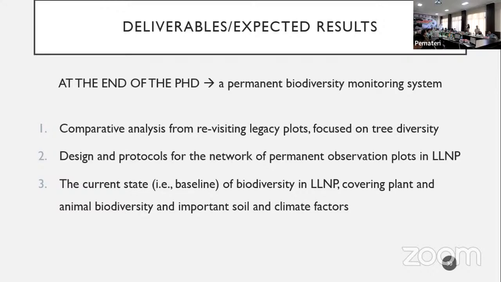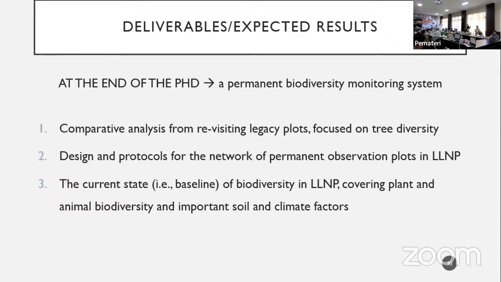So to wrap it all up, what am I trying to accomplish by the end of the 3 years? The deliverables and the expected results that I have are this. At the end of the PhD, I wanted to have this permanent biodiversity monitoring system. I wanted to work for the national park because this is really who would determine if this truly is a permanent system. So I will really be here as much as possible and work with you as much as possible so that this is something that you want and something that you were part of also creating.